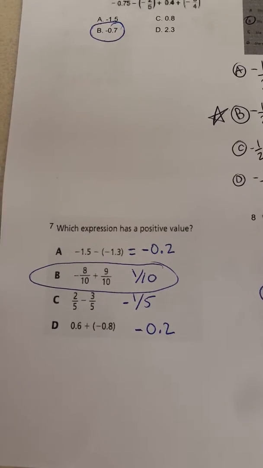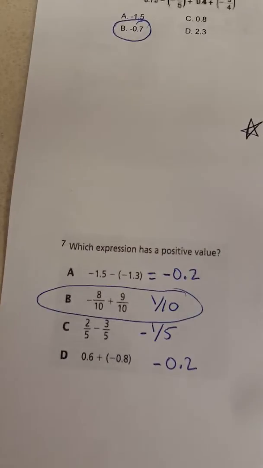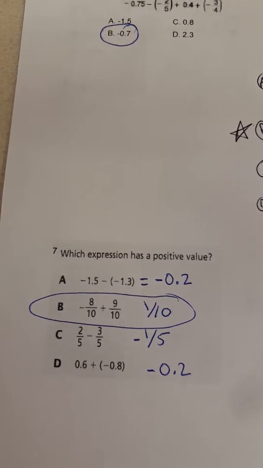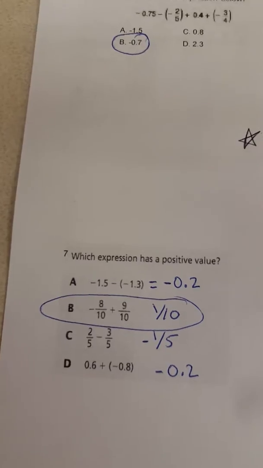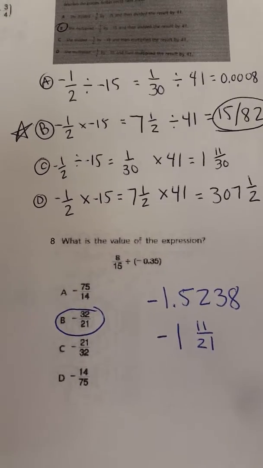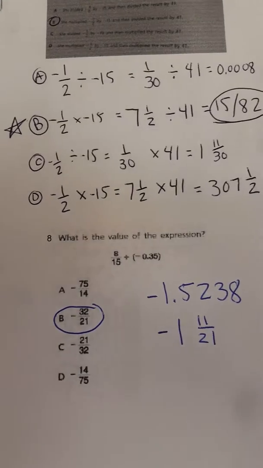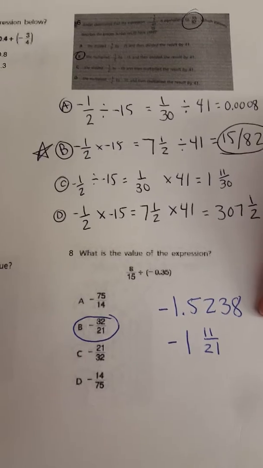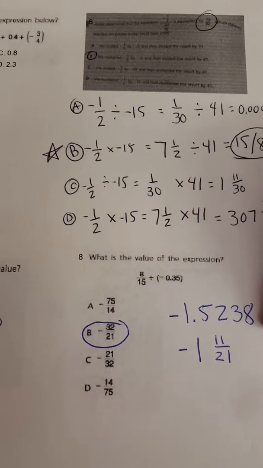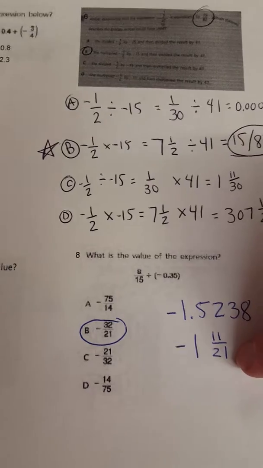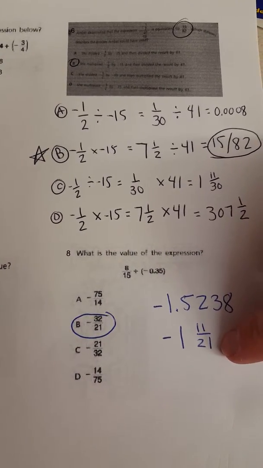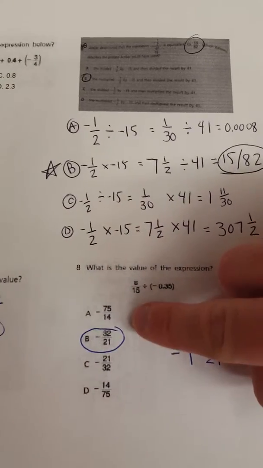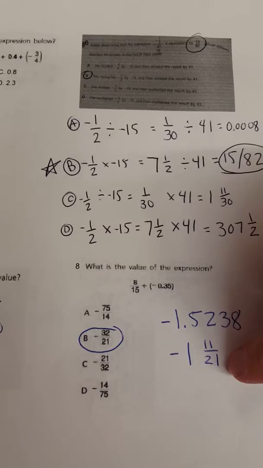Number 7, which expression is a positive value? Solve each one. Which one actually gives a positive answer? Not a hard question. Number 8, the trick with number 8 was if you punched it in the calculator, you'd get negative 1.5238, and so on. You then need to convert that into a fraction by using the second PRB button. You get this as an answer, but that's not a choice. So you just need to figure out which one of those has a value of that, and it's B.